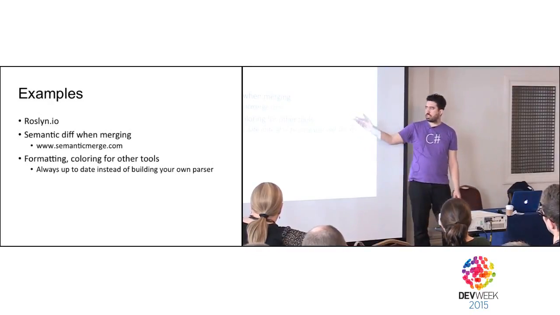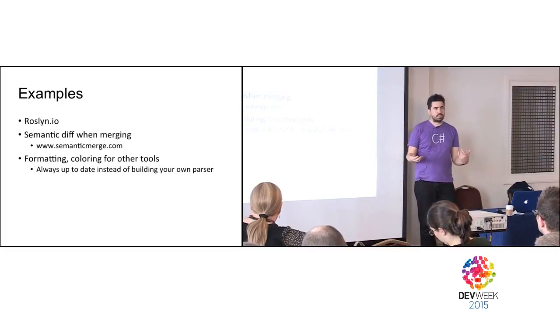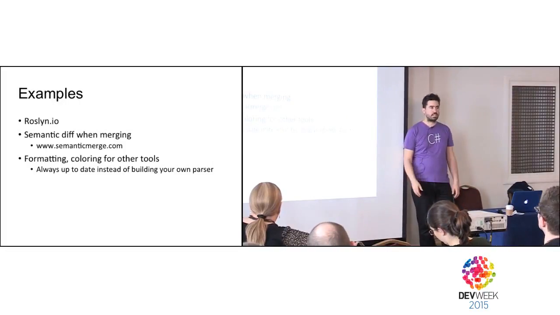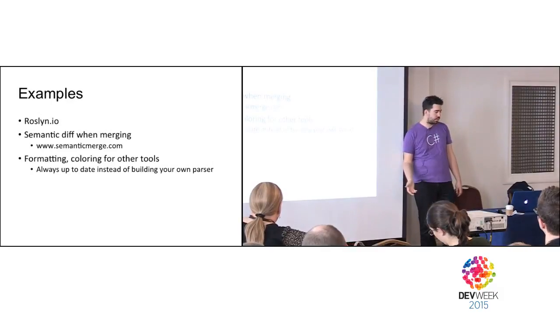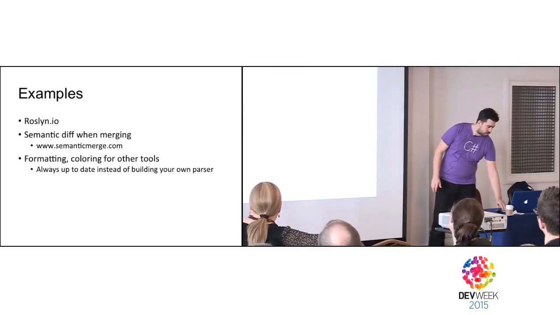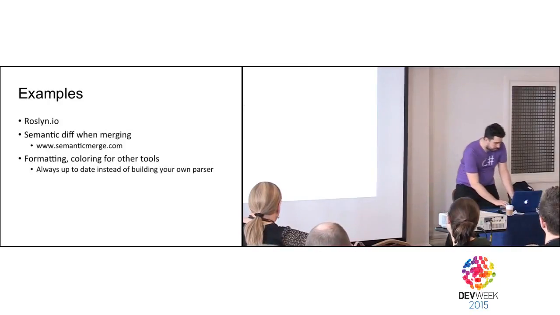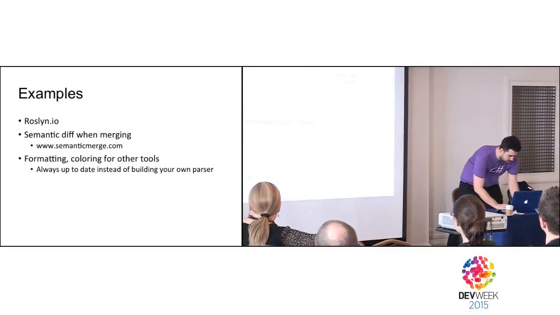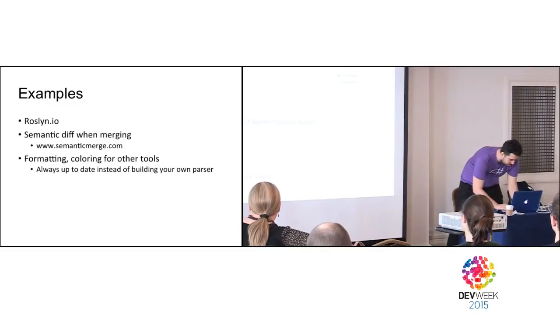The other things you can do with it are formatting and coloring. Basically, this is still fresh because Roslyn has not been out for long and its API is constantly changing. But basically, you can build custom tools. So let me show you an example. These tools are actually my own, but you can find them.